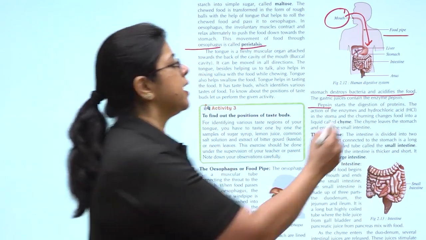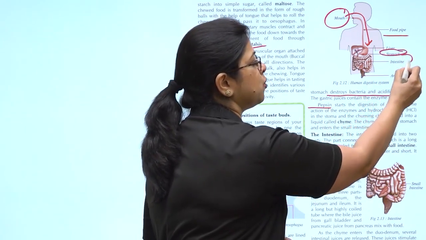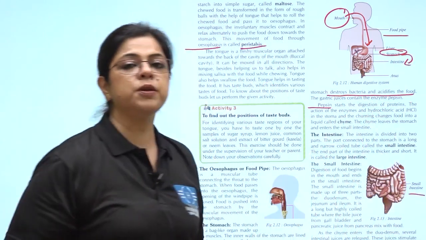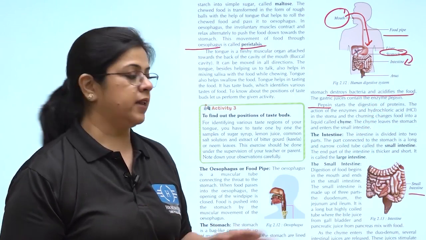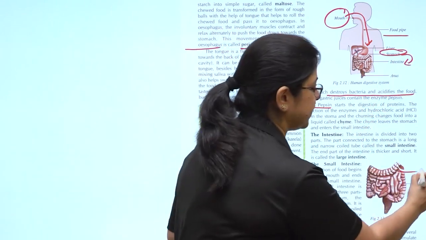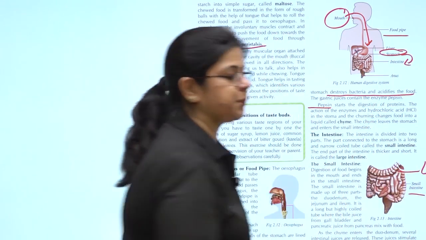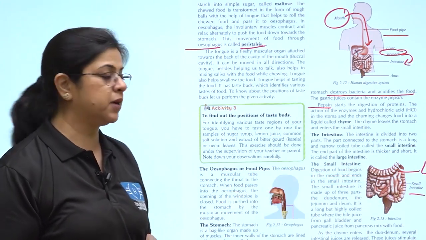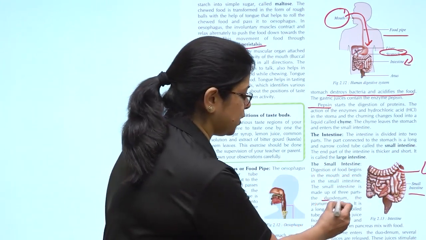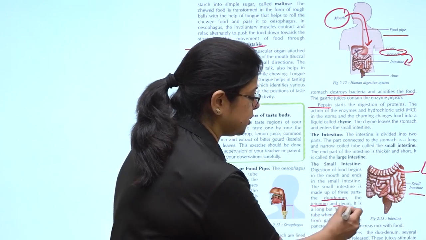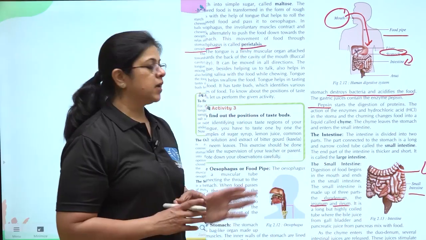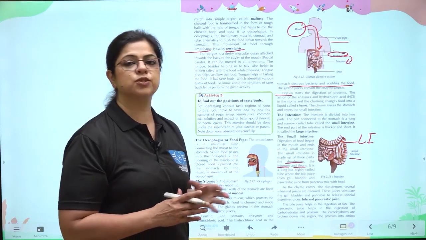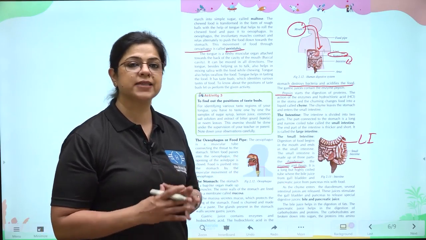From the stomach, as we can see, the food goes down to the intestine. The human body has got two intestines, the small intestine and the large intestine. The small intestine is connected directly to the stomach and it is divided into three, the duodenum, the jejunum and the ileum.